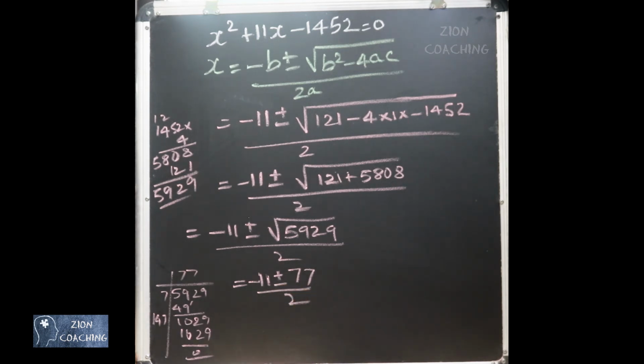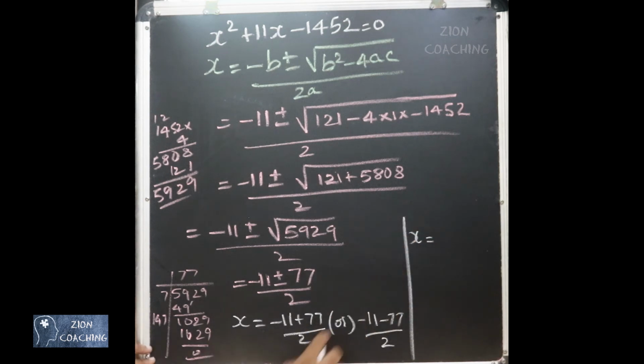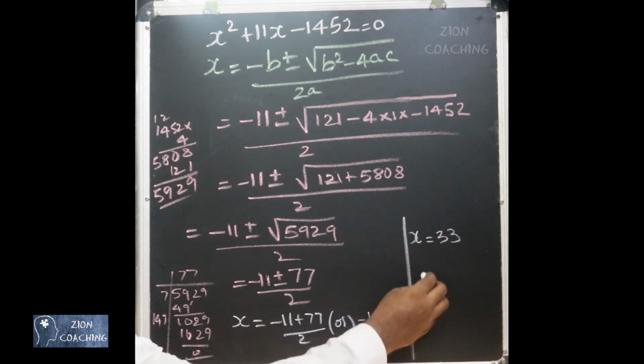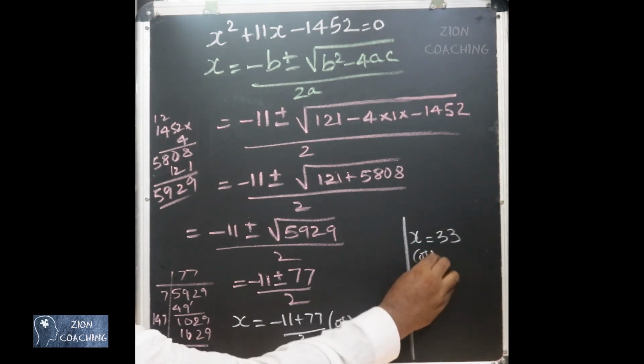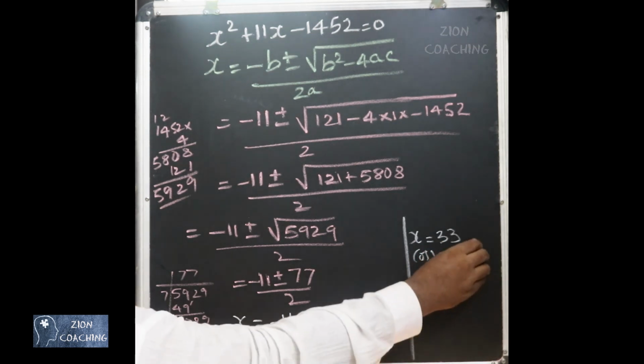Therefore the values of x are going to be minus 11 plus 77 by 2 or minus 11 minus 77 by 2. That is, x is equal to 77 minus 11 is 66, 66 divided by 2 is 33, or x is equal to minus 88 by 2, that is minus 44.